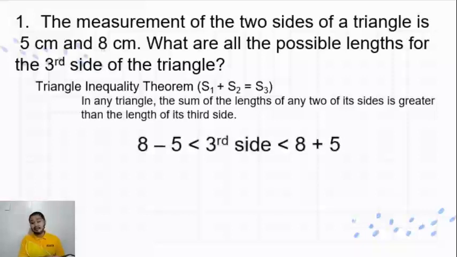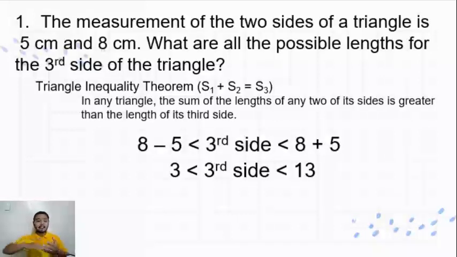So, 8 minus 5, definitely that will be 3 and 8 plus 5 and that is 13. So, in that case, ibig sabihin dito, yung third side natin is nagre-range siya from 3 to 13, not including 3 and 13. Ibig sabihin nun, yung possible integer length is mag-start siya sa 4, tapos 5, 6, 7, 8, 9, 10, 11, 12. Ibig sabihin, hindi kasama yung 3 at saka yung 13 dito.